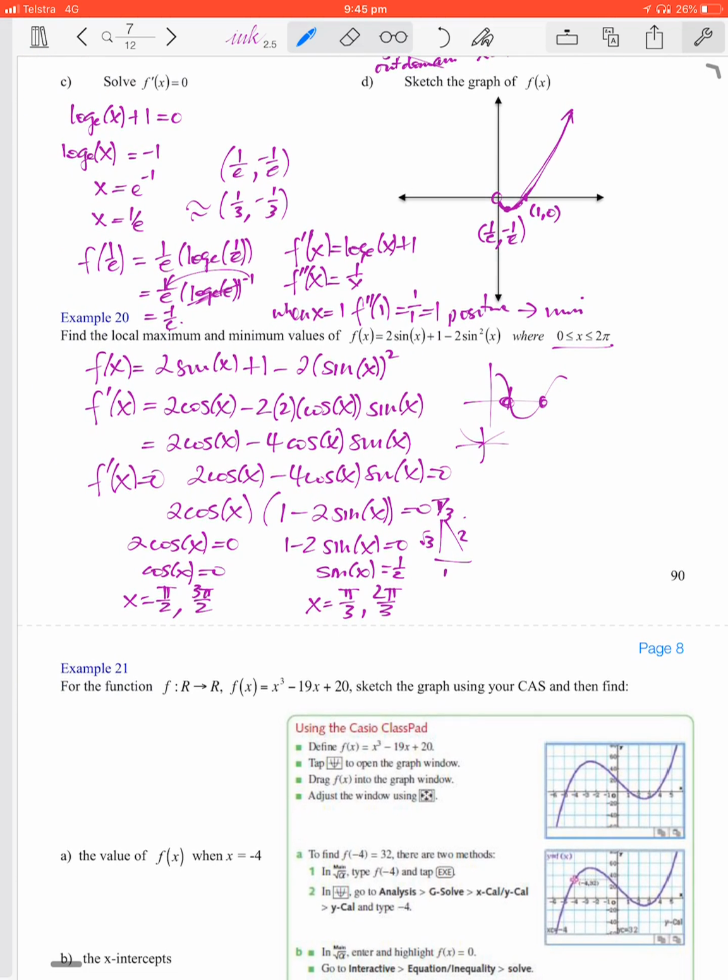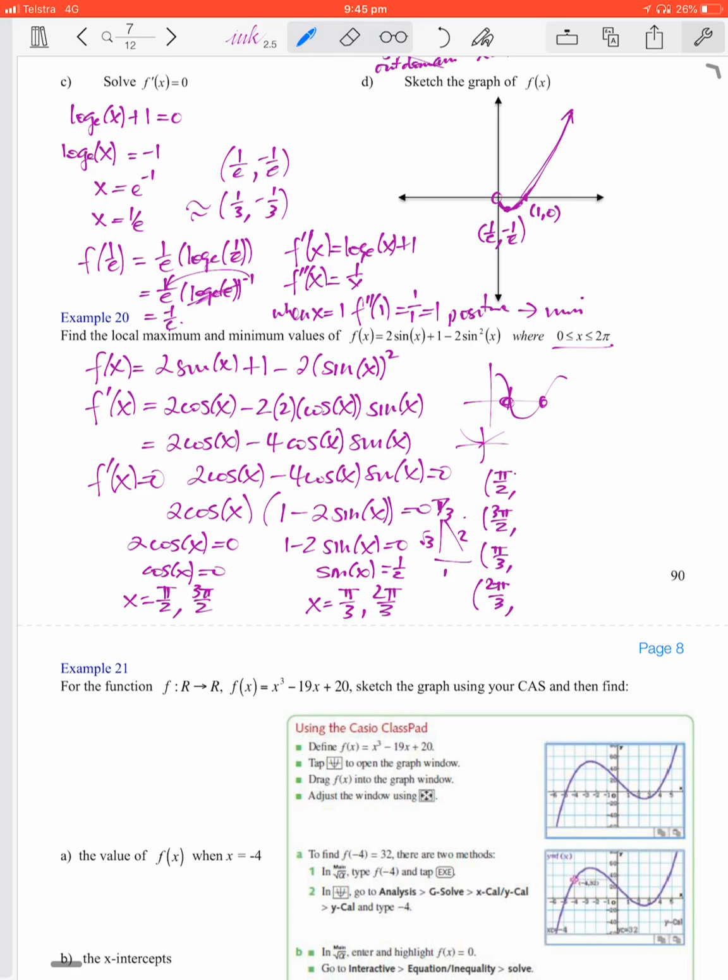Okay, so we've got pi on 2, 3 pi on 2, pi on 3, and 2 pi on 3. Now to find out whether they're minimums or maximums, the easiest thing to do is to find the y values, because then you'll be able to tell whether it's a maximum or a minimum.